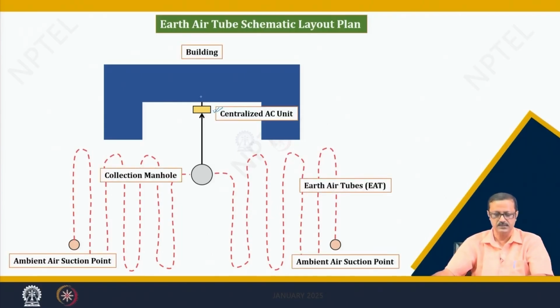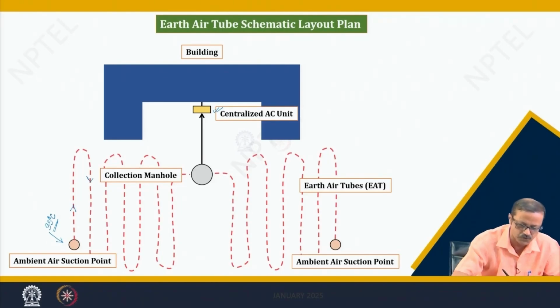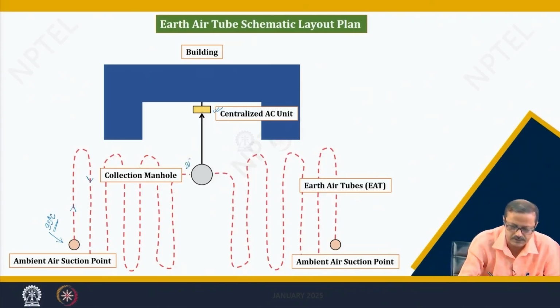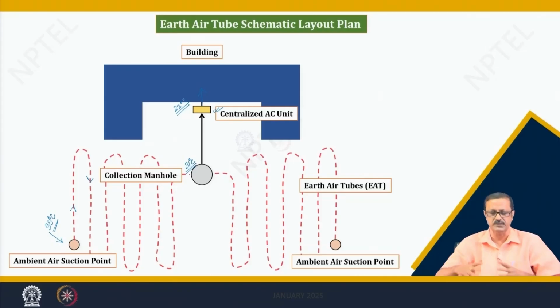So, this is the suction points, this is the collection manhole. The air with high temperature will come in. Suppose, as I have just told you, it is 35 degree centigrade. This is my earth air tube. It is moving, and by virtue of a long distance and a high contact time, it will lose heat and will be collected over here at 31 degree centigrade or so, and it will be channelized to the centralized AC unit, and from there I may send 22 degree or whatever, that may be further below, but at least the load on the centralized AC unit will be less.